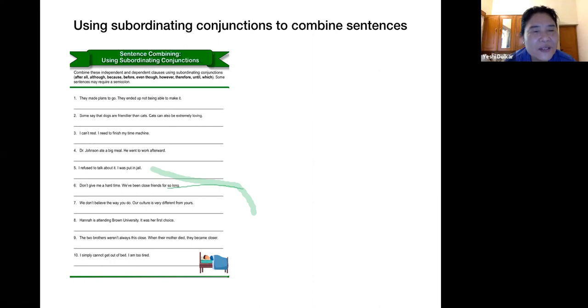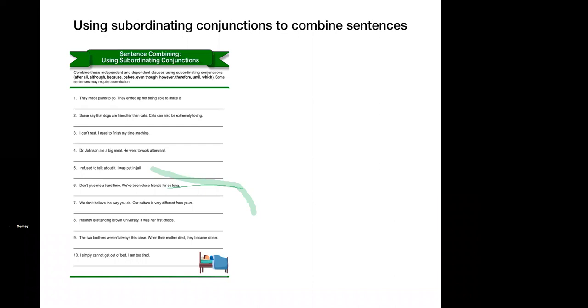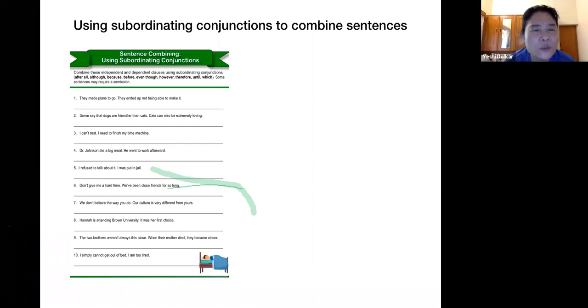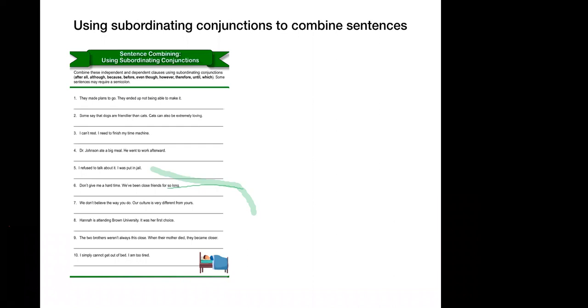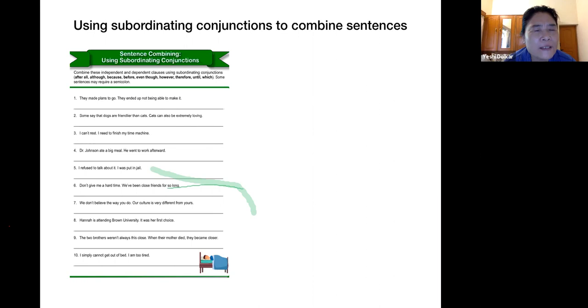Okay. All right. Let's see. I got it. The script is very small, but I think you can just expand it. Yeah, we can. You have to combine these independent and dependent clauses using subordinating conjunctions such as after, although, because, before, even though, however, therefore. See if you can combine them.